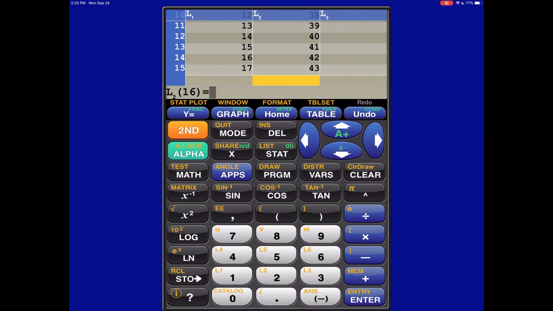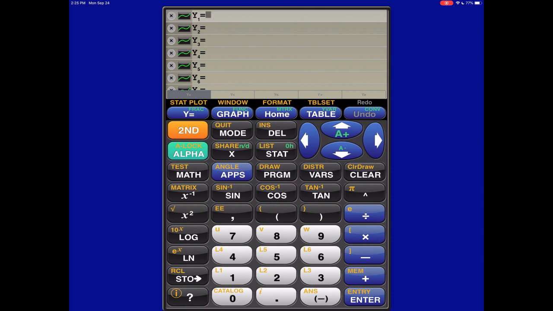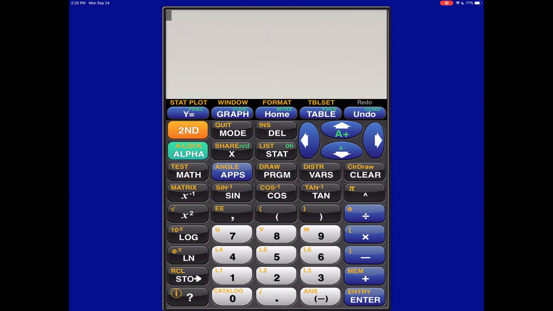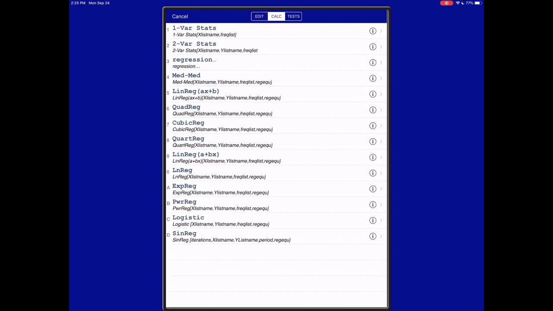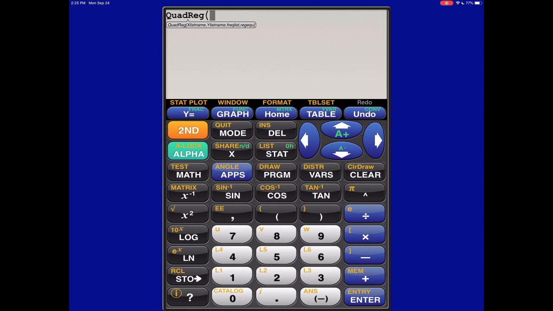Now what I want to do is not go there. Second quit is what I wanted to do, to get out of stat mode. So second quit. Go back into stat, go to calc, and then it said to do a quadratic. So I want to go to quad regression, and now I want to enter L1, comma, L2, close parentheses, enter. And it gives me my data.